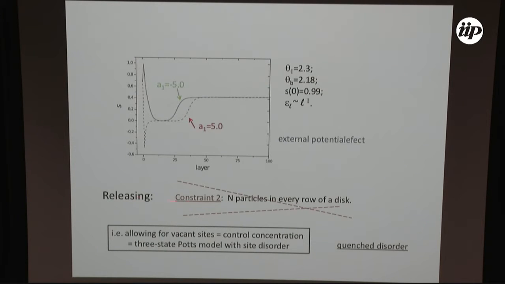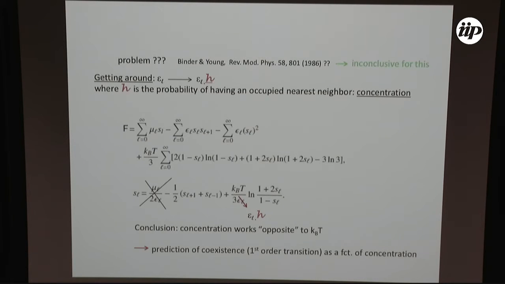Now, I'm going to release the constraint that I have a particle in every site of the lattice. So I want to have vacant sites. In some lattice sites, I don't want a particle. This way I want to control the concentration. So this means that I want to impose some quenched disorder on my system, and I'm going to look at how to work with the 3-state Potts model with site disorder. But I didn't have much success on that because I myself couldn't work this out, and I couldn't find any good reference for that. It's very inconclusive. There is bond disorder, but not site disorder.